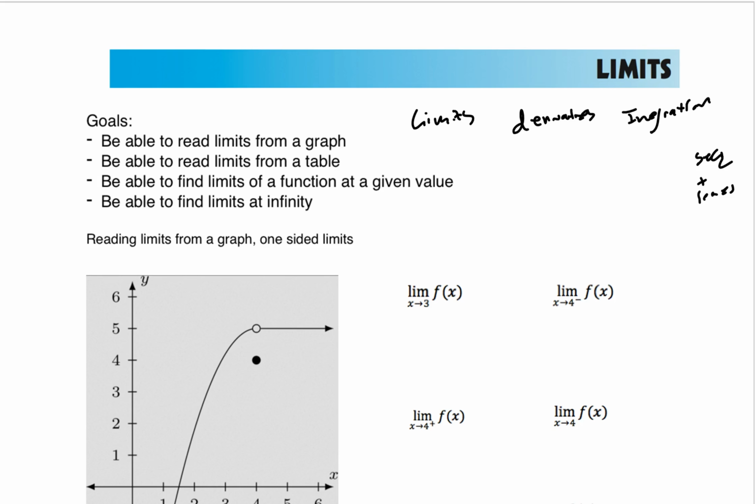By the end of this lesson, the goal is to be able to read limits from a graph like we have here. Read limits from a table, which is the easiest one. Read limits from a function at a given value. So if I give you a function like f of x equals x plus 3, what's the limit of that at certain values? And then be able to find the limits at infinity. That's a whole special type of limit.